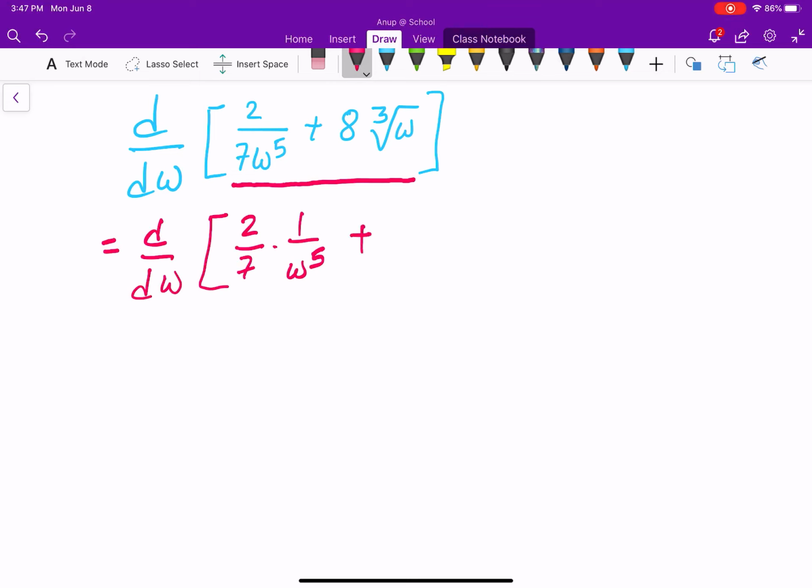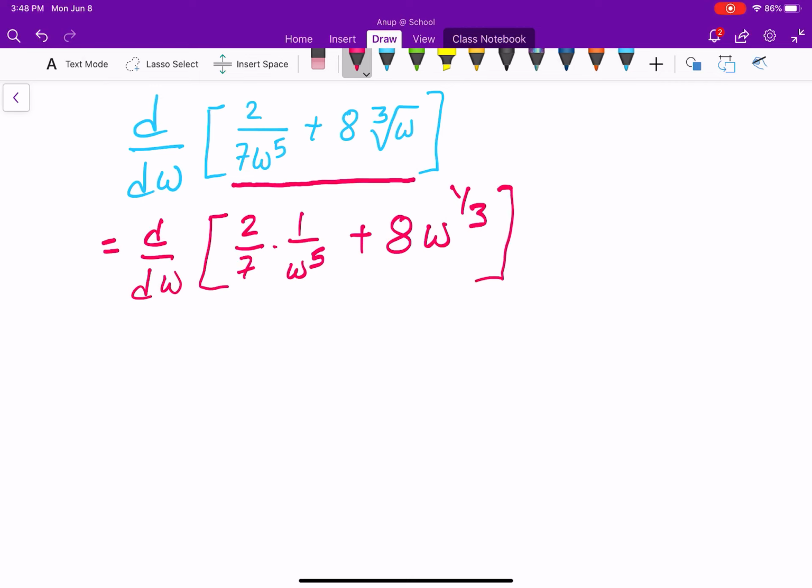In the same way, the second term can also be rewritten as 8 times cube root of w, which can be changed into w to the power 1/3. I want to change into the exponent form because in that way we can use the power rule. Otherwise, to directly deal with the radical, we would need a more basic differentiation rule. So that's why I want to change that into the exponent form.